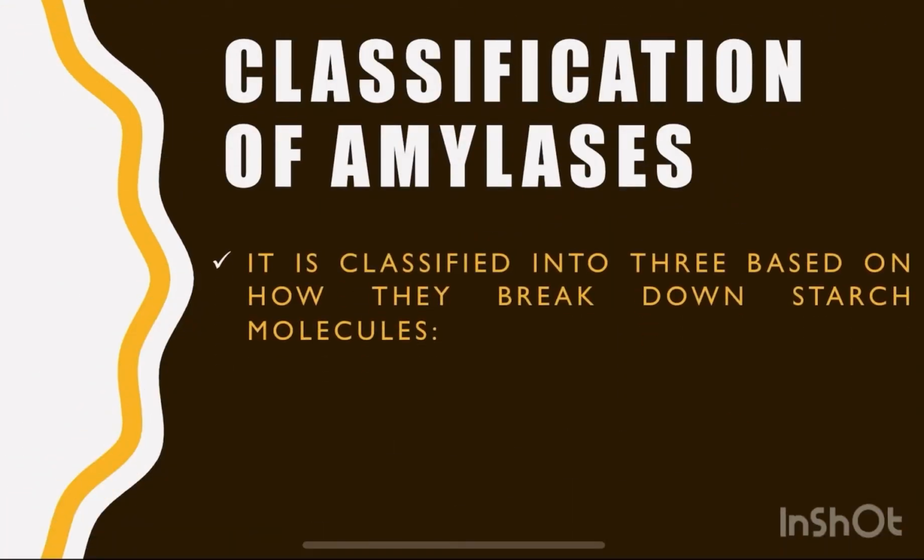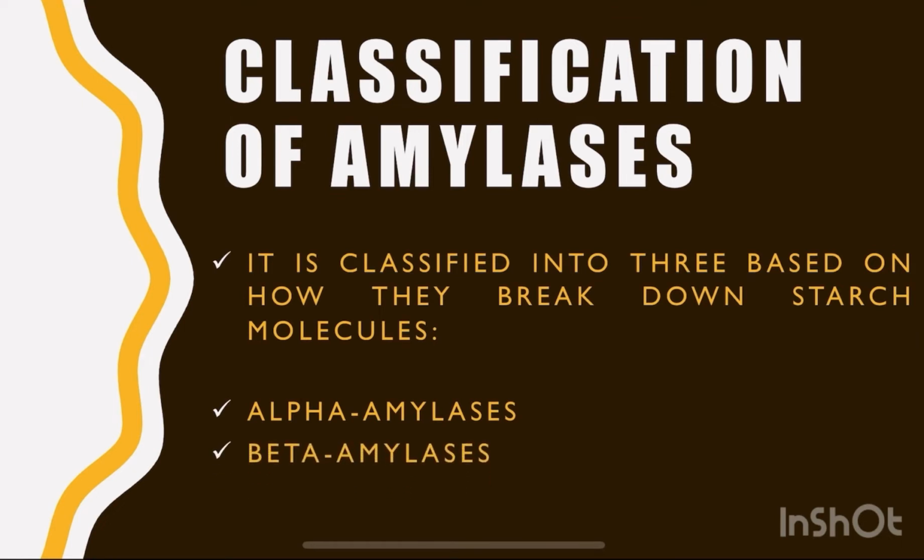Classification of amylases. It is classified into three types based on how they break down the starch molecules: alpha amylases, beta amylases, and gamma amylases.